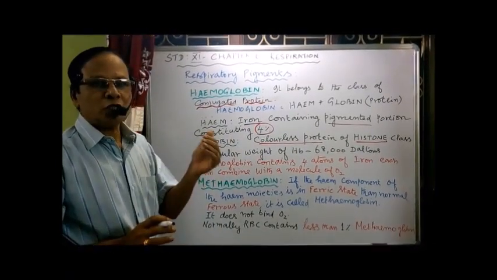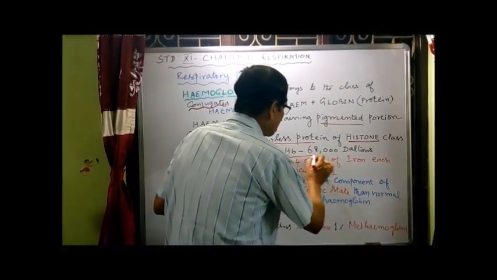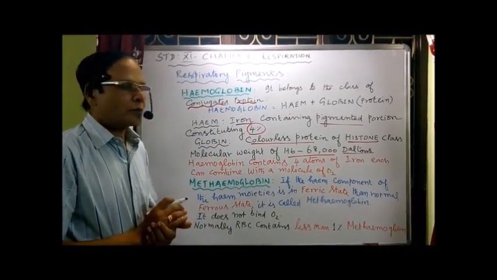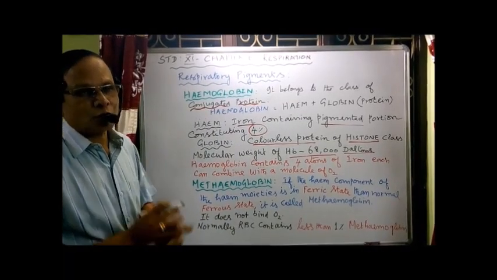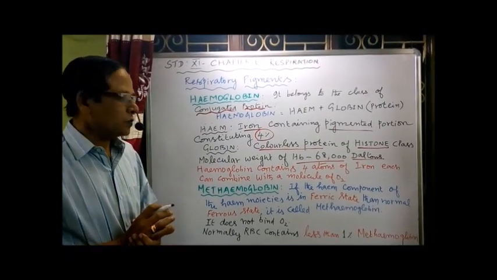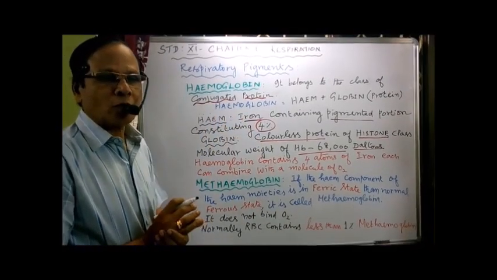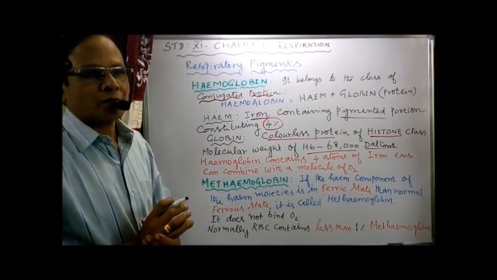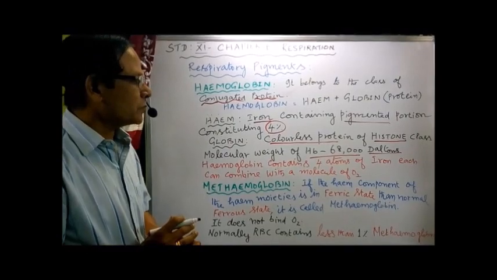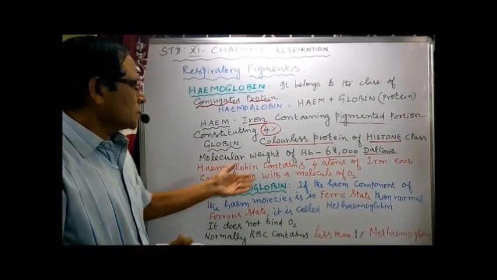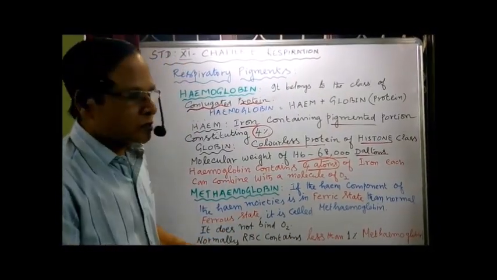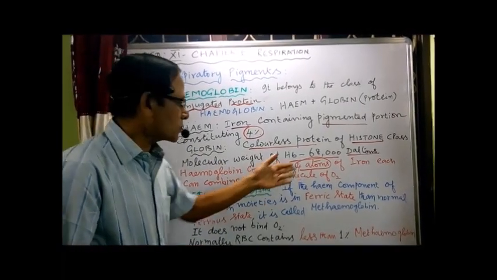Now the molecular weight of each hemoglobin molecule is about 68,000 Daltons. Now if you are taking one hemoglobin molecule, particularly the heme, it contains 4 iron atoms. Each iron atom is capable of carrying 1 molecule of oxygen. So the oxygen carrying capacity of one hemoglobin molecule is 4 molecules of oxygen. So it contains 4 atoms of iron, and each iron atom is capable of normally carrying 1 oxygen molecule. That's why each hemoglobin carries 4 oxygen molecules.